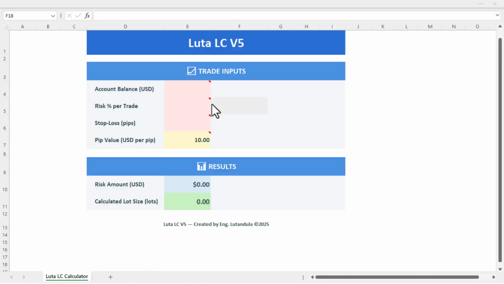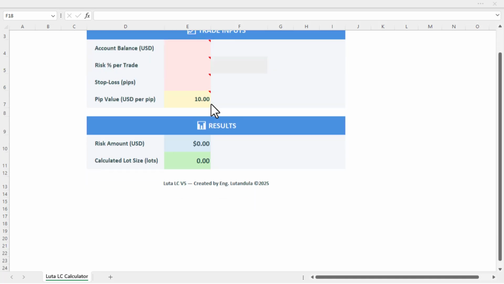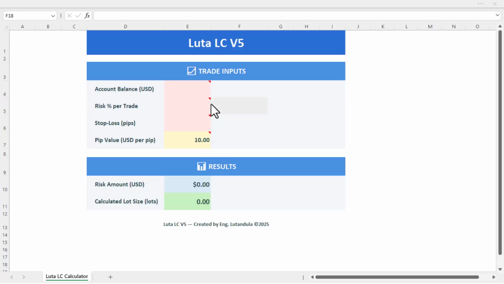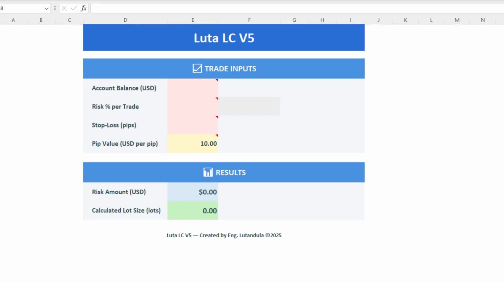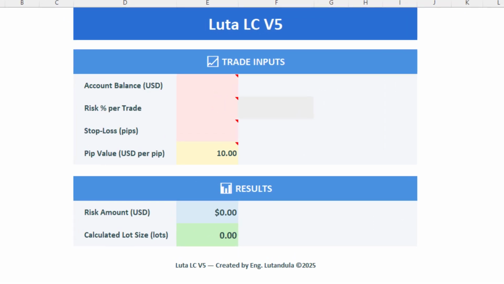I want to explain it in a simple, friendly way, so even if you're a complete beginner, you'll understand everything. The Luta LC V5 calculator uses 4 easy inputs. Think of them like 4 building blocks. Once you fill these in, everything else becomes automatic.